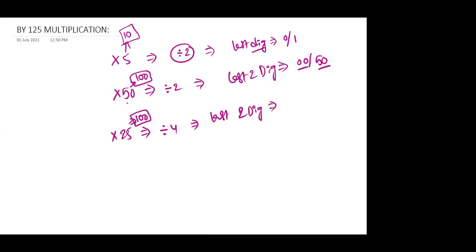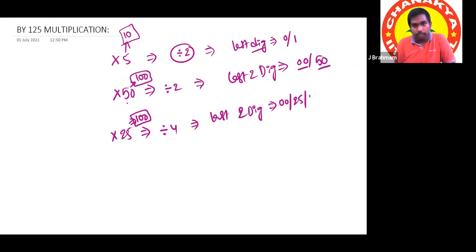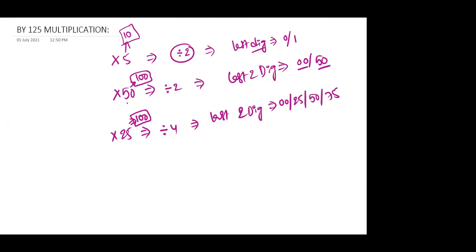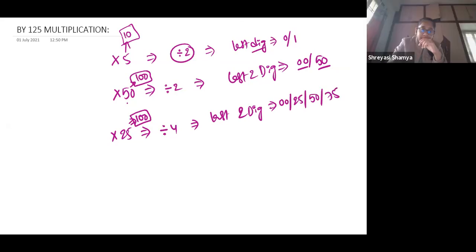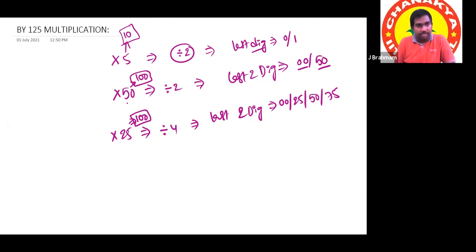If the remainder is 0, the last two digits are 00. If the remainder is 1, it is 25. Remainder 2, 50. Remainder 3, 75. There will be no remainders of more than 3. So we have completed these three.